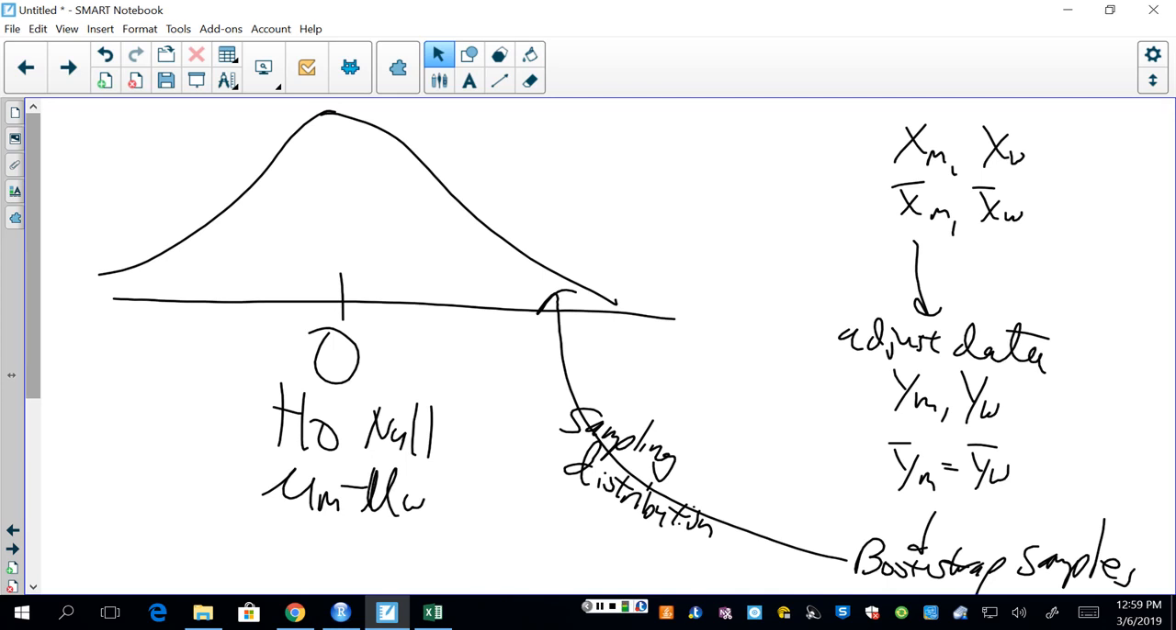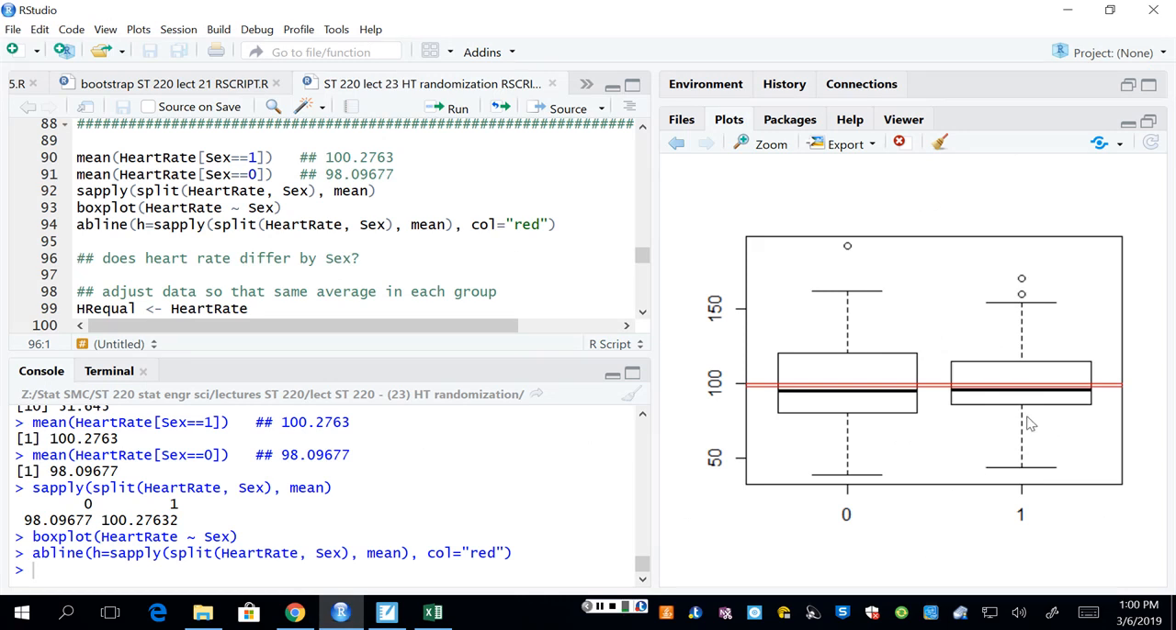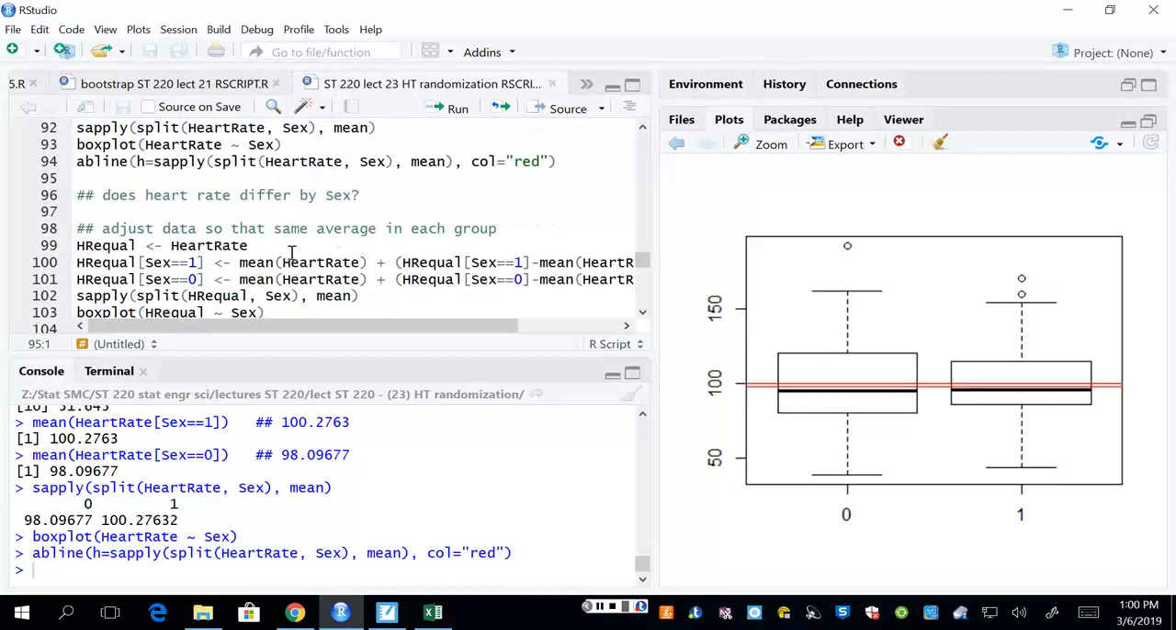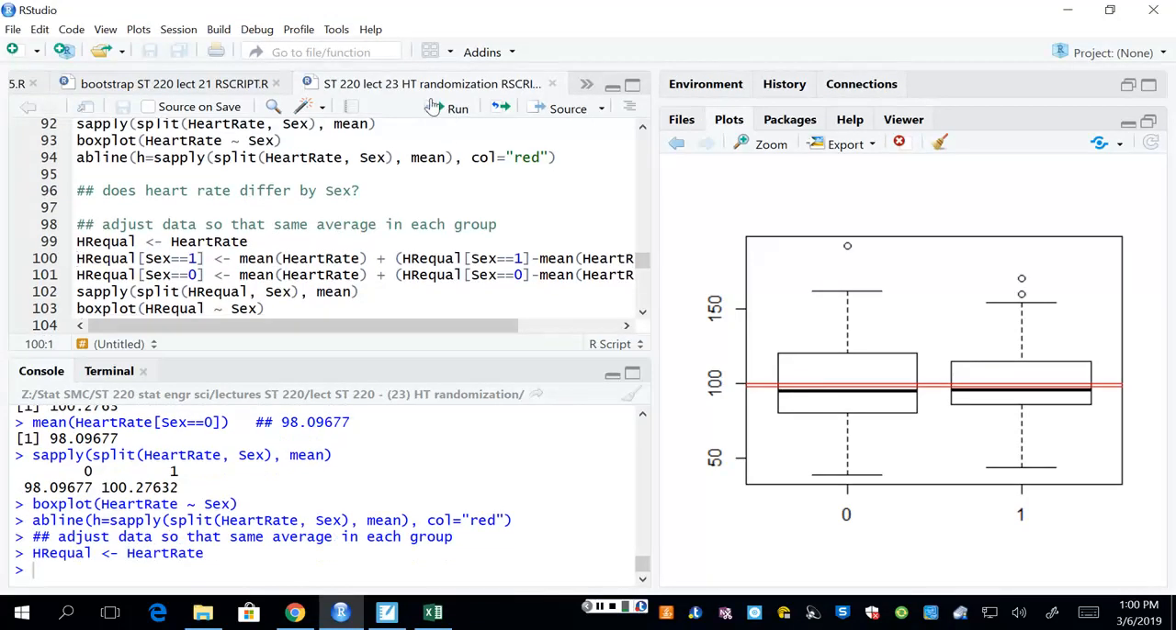For this one, do you think we're going to reject? And these are the box plots, and there's where the averages are. Well, it's pretty close, right? So we're going to create an adjusted variable, HR equal. That's going to make the mean equal in these two groups, right? So I'm going to adjust the one when sex equals 1, so that the average of the men is the composite average. And I'm going to adjust the heart rates for the women so that their composite is the same again. So just a little bit of adjustment there.